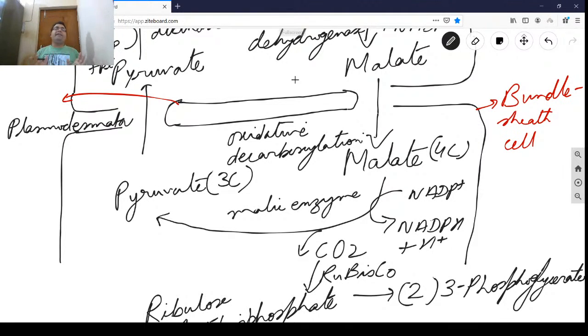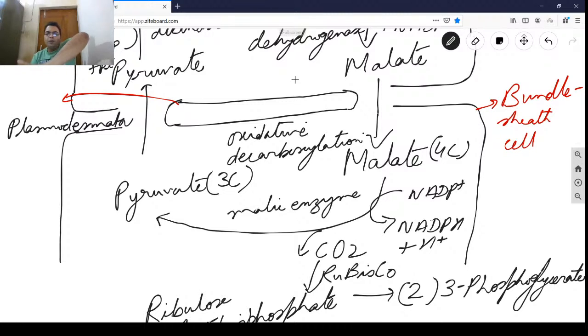There is very low or minuscule probability that it will go for oxygenase activity. So there is no or negligible photorespiration. Just try to think and contemplate how great nature is, how extraordinary the evolution process is.